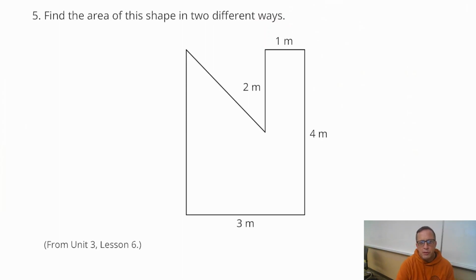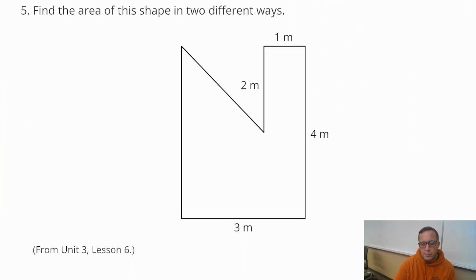Number 5, find the area of this shape in 2 different ways. We've got 2 different ways. All right, so let's do the first way. Let's break it up. What I see here is I'm going to try to avoid having a trapezoid, even though we could break it up. One of the shapes could be trapezoidal. But I'm going to do this.